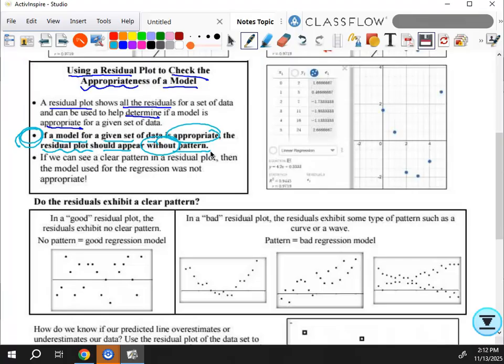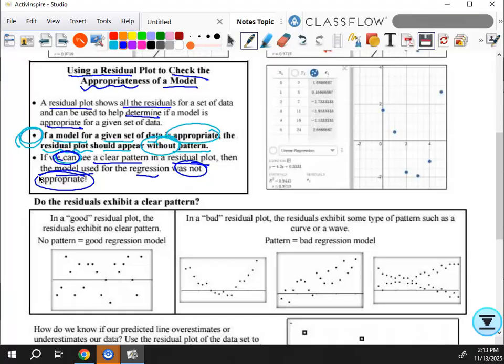When you plot your data, like if I plotted data and my data looked like a curve, I would think, okay, it's probably going to be quadratic or exponential, probably not linear. And that's a good thing if we can see a pattern with our data. But then when we look at the residuals, patterns are bad. Okay, patterns are bad for residuals. So then it goes on to say, if we can see a clear pattern in a residual plot, then the model used for regression was not appropriate. Patterns are bad. Randomness is good.